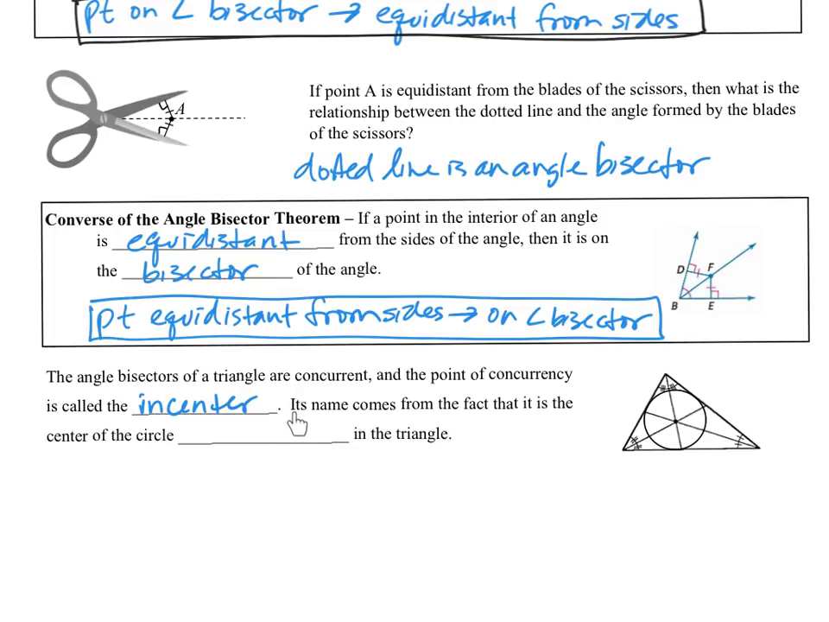It's called the incenter because its name comes from the fact that it is the center of the circle that is inscribed inside the triangle. So what that means is we're talking about the center of a circle that is inscribed in the triangle. It's inscribed in the triangle if the circle is tangent to all three sides of the triangle. You might recall doing that in that constructions project.